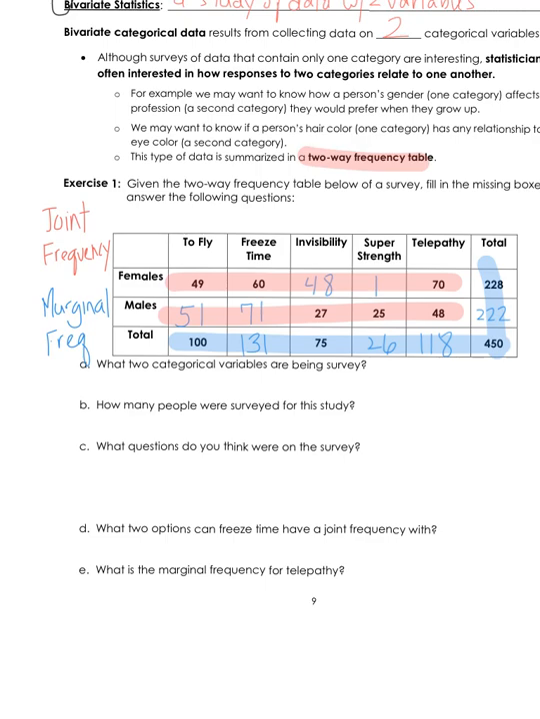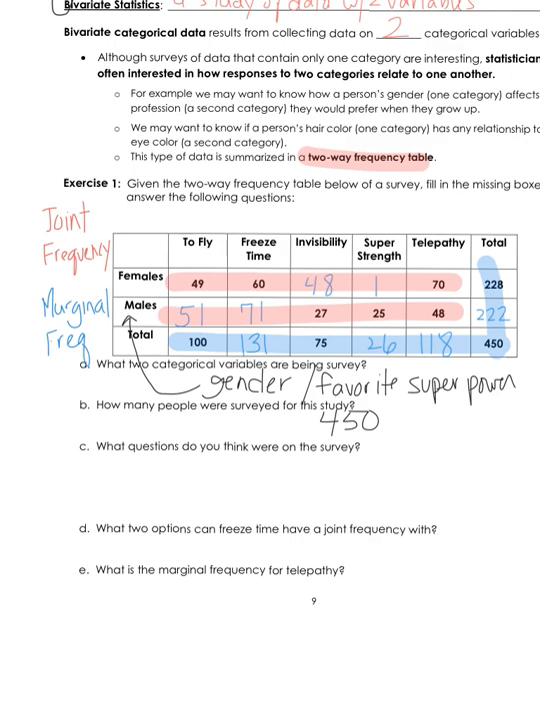What two categorical variables are being surveyed? So we've got gender over here. And at the top, we've got superpower, favorite superpower, I guess I should say. How many people were surveyed for this study? Well, that's going to be our grand total, that 450.